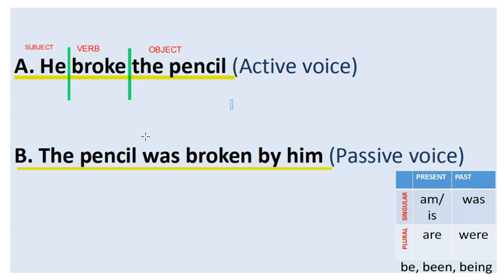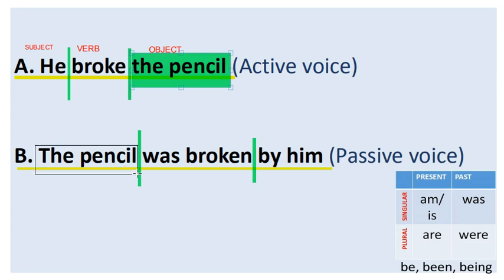Let's come to sentence B, the passive voice. Sentence B, which is the passive voice, is the reverse order of sentence A. The object of sentence A, the active voice, which occurs towards the end, will now be at the beginning of the passive voice. That is the pencil. So the object of the active voice, the pencil, is now the subject of the passive voice. It is followed by the verb. But the verb has changed a little bit. Broke in the active voice now becomes was broken.